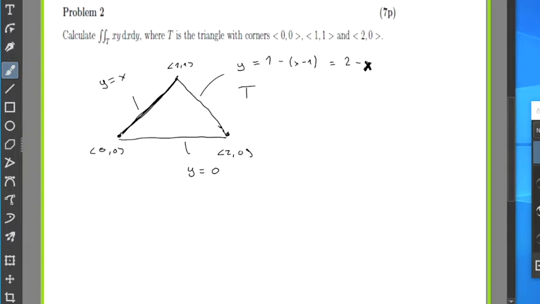When we know that, we can start determining limits. So there are two ways to do this, but I think the most straightforward way to solve it is to use x as an outer variable, and then for each x find limits for the y variable. So x goes between 0 and 2, like this.